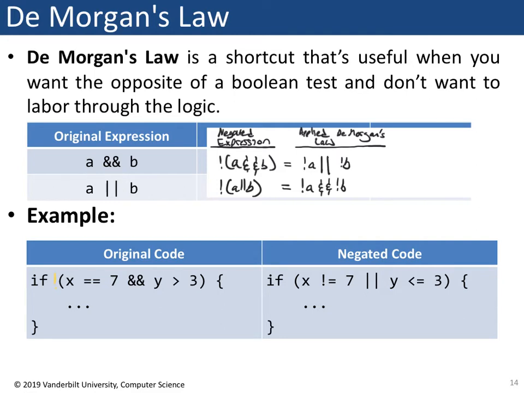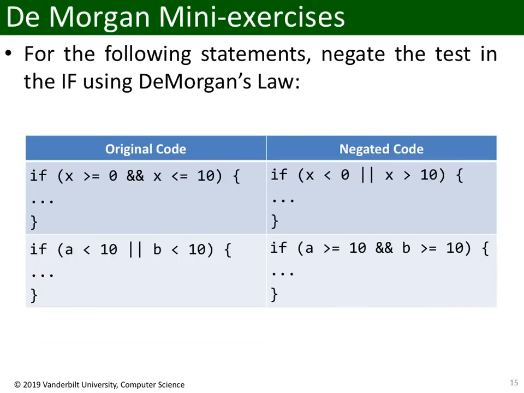So and becomes or, greater than becomes less than or equal to, and is equal becomes is not equal. So let's work through a few more applications of De Morgan's law to negate the Boolean expression in an if statement.